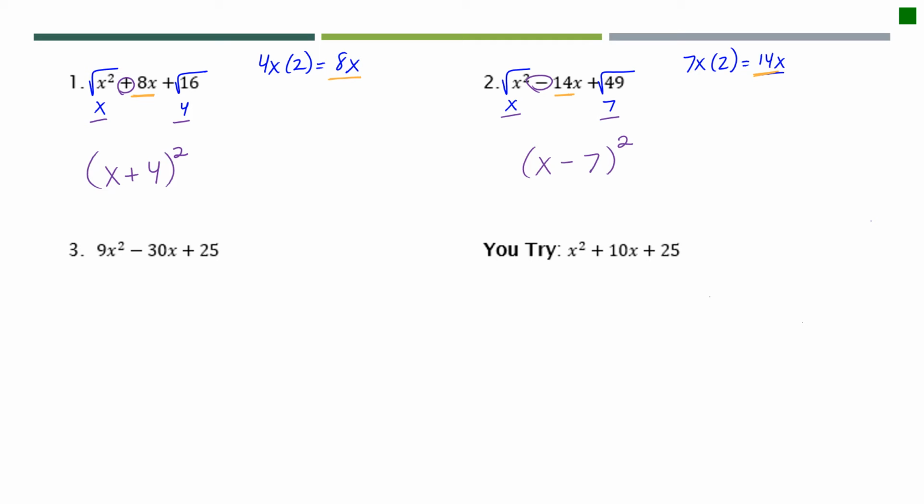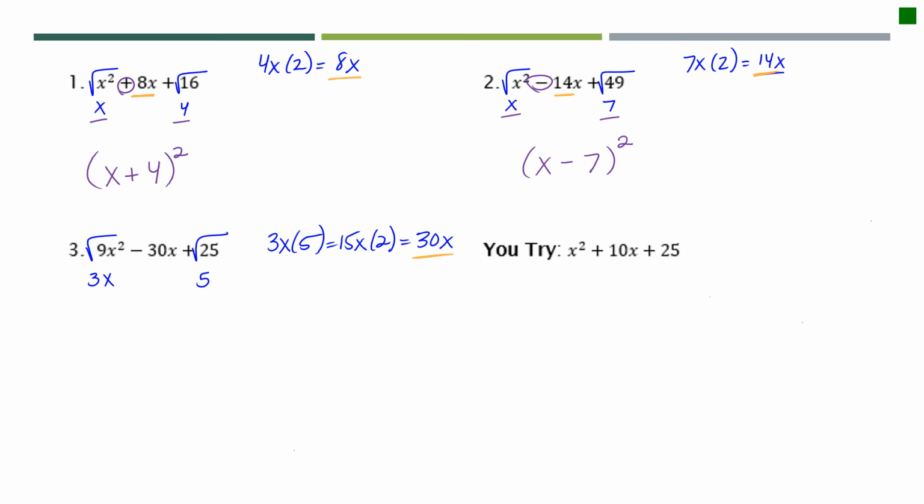Number 3 looks more complicated, but it's not. There's just one little tiny extra step we have to do. So again, I'm going to take the square root of 9x squared. It's a two-part thing. I have to take the square root of the number, which is 3, and then the square root of the x squared, which is x, and then the square root of 25 is 5. So I'm going to multiply those two things together. So 3x times 5 is 15x, and then if I double that, 15 times 2 is 30x.